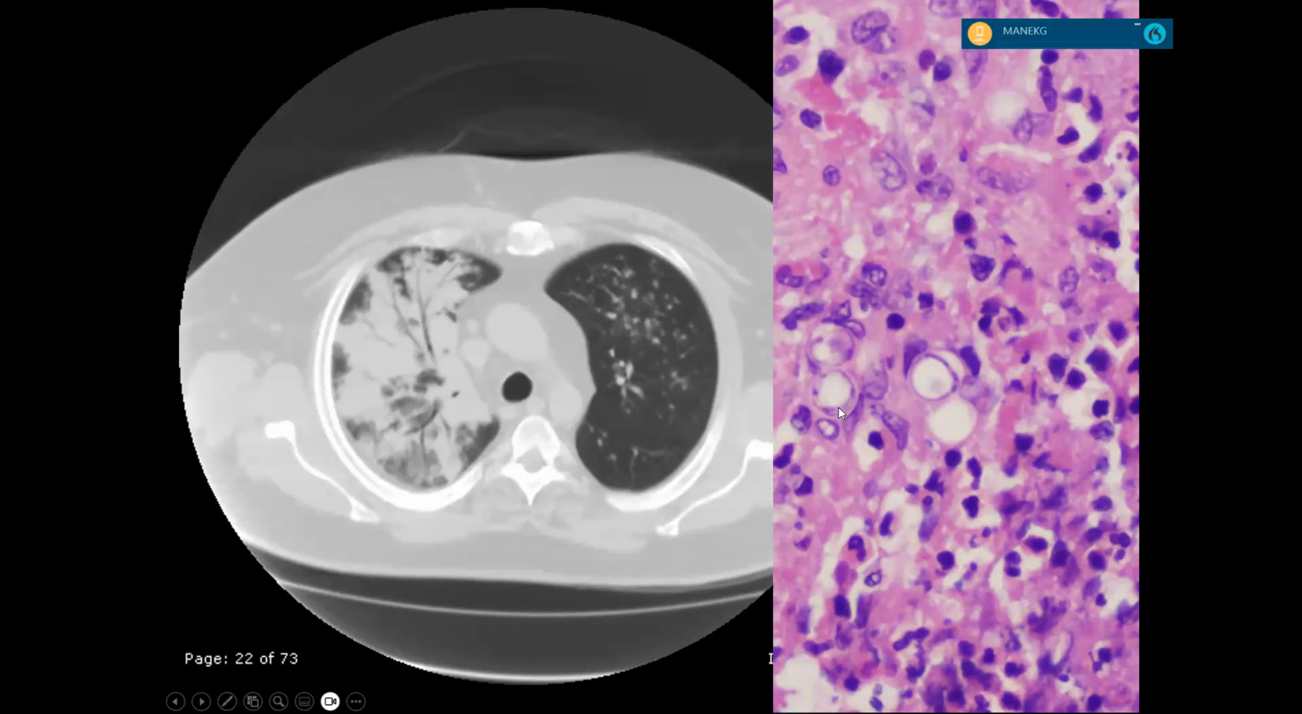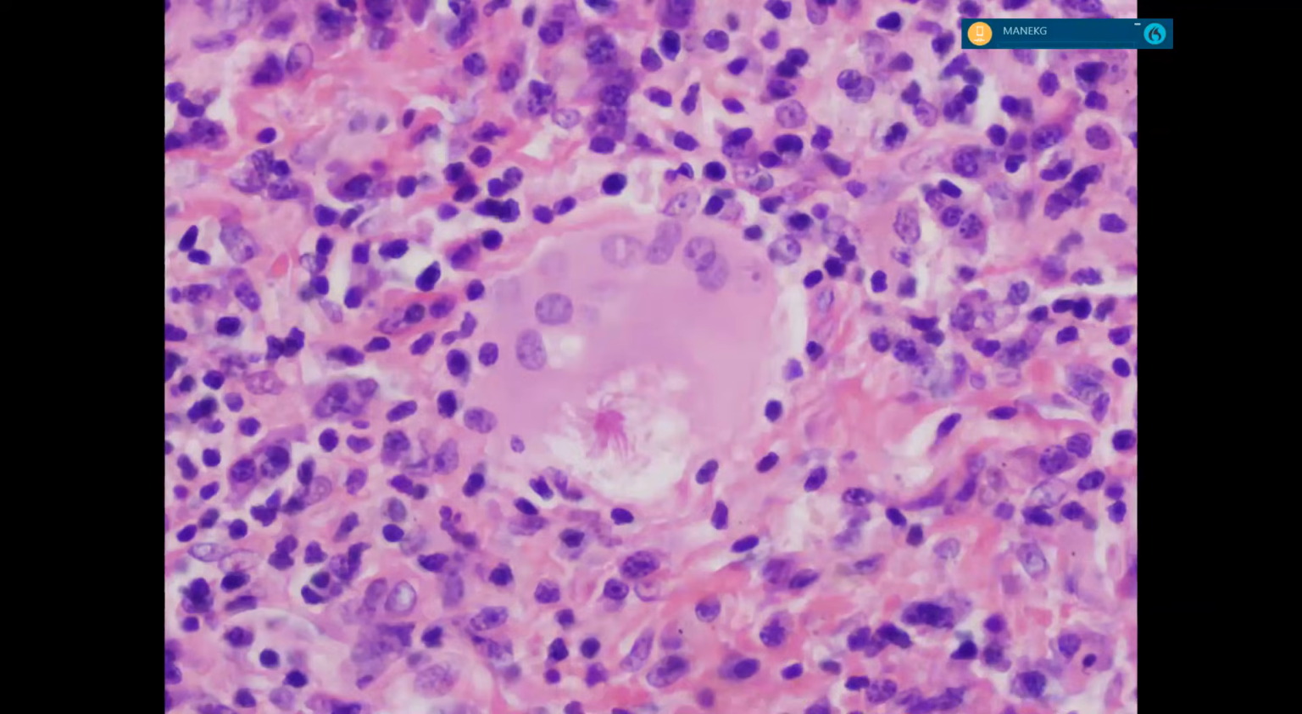One thing is it contains this purple thing inside it. That nuclear material is actually only seen in blasto and cocci. The other two don't have it. These two and crypto don't. So if you can see a broad-based bud, you're done, and you don't need to think of anything else. And usually, classic blasto at least, gives you these very consolidative opacities, which are characteristic. All right, great, guys. Very good.